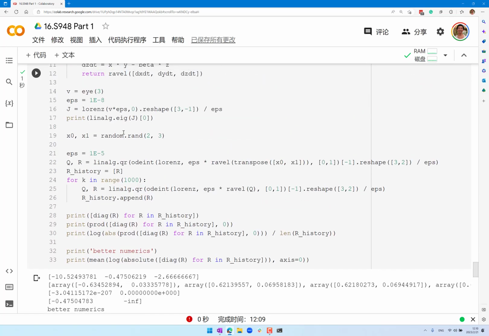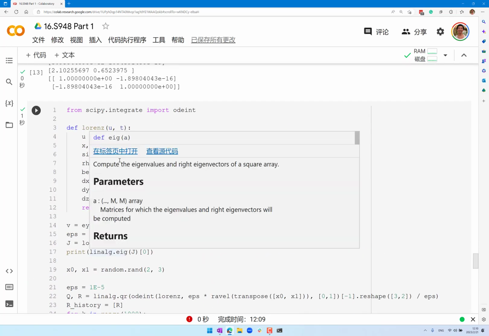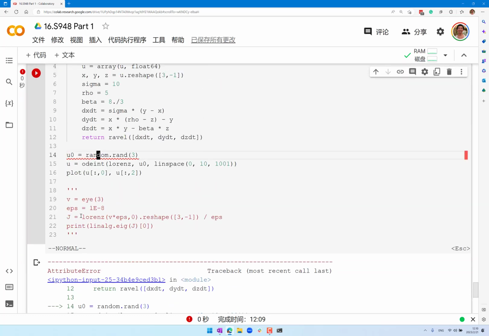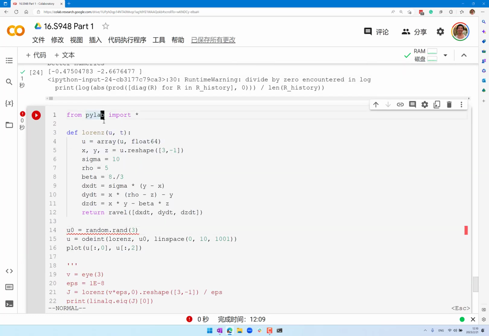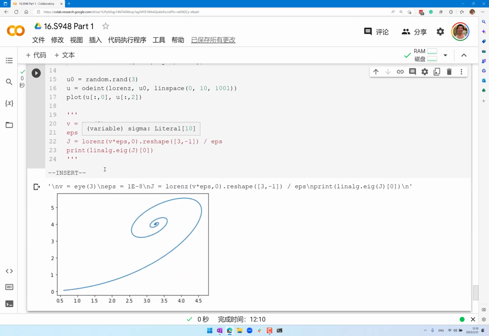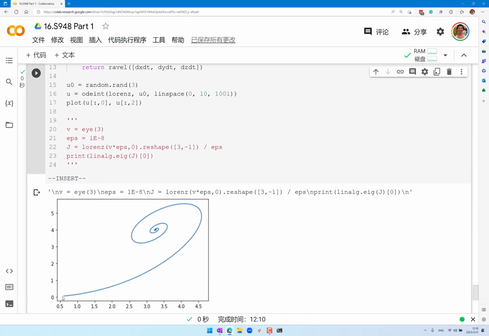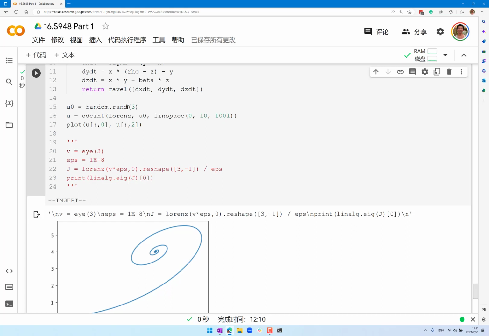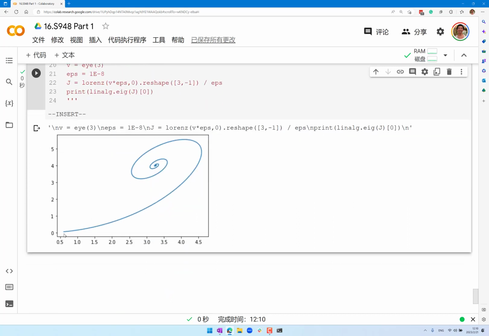Did I overwrite the variable rand with something? Anyway, so let me just, oh, I know, I think PyLab also has a rand. Okay, so that I think is going to fix this. Okay, so here is what we see: the fixed point at 0 is no longer stable, right? So if we use a random initial condition, the trajectory is going to move away from the 0 point, and it'll spiral into somewhere here.